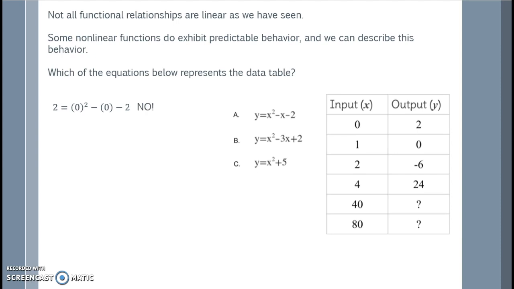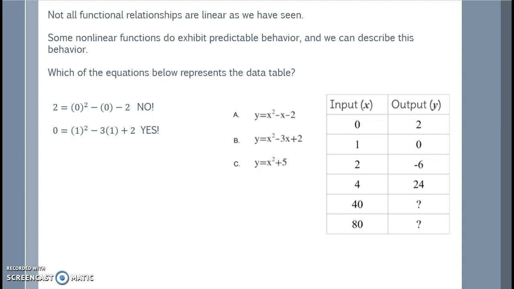We'll try the next equation. I'll plug in 0 for my y value and 1 for my x value, but this time I'll plug it into point B. Is y equal to 1 squared minus 3 times 1 plus 2? Why, yes, it is.